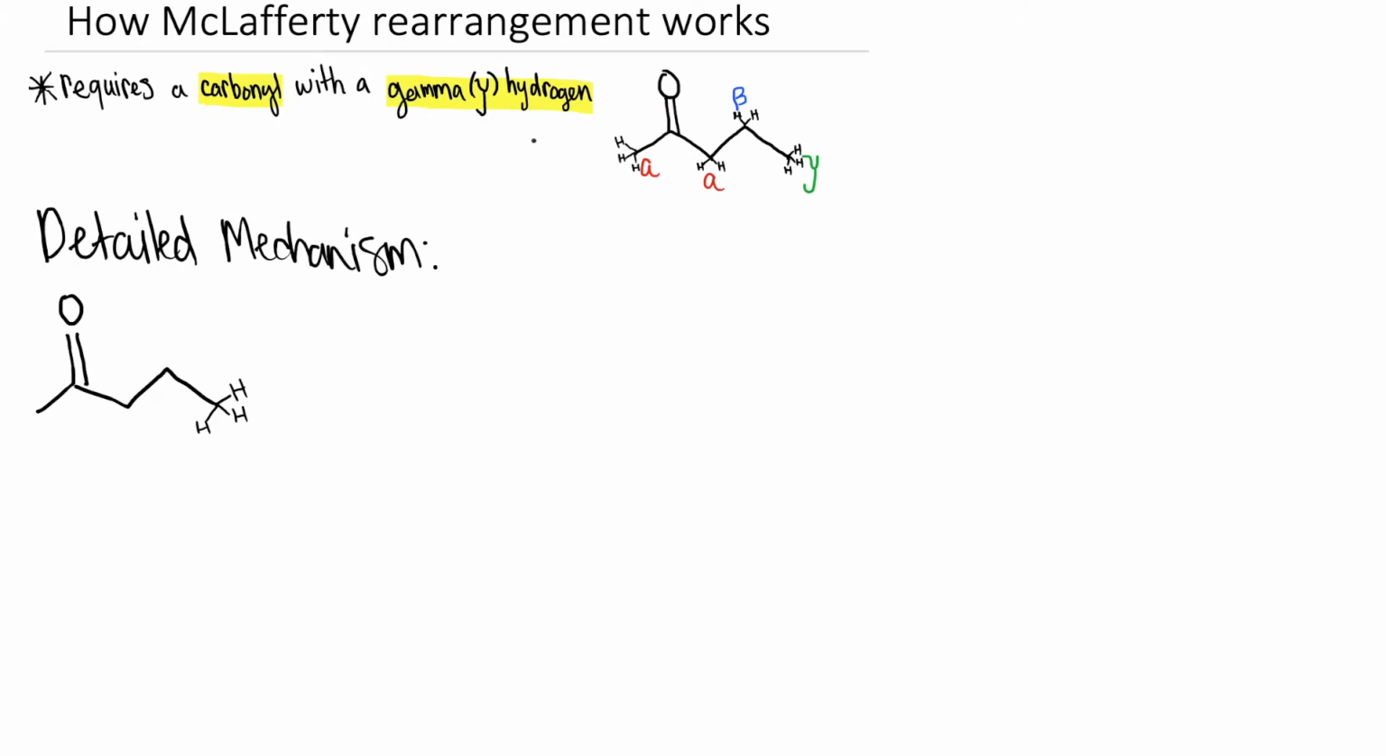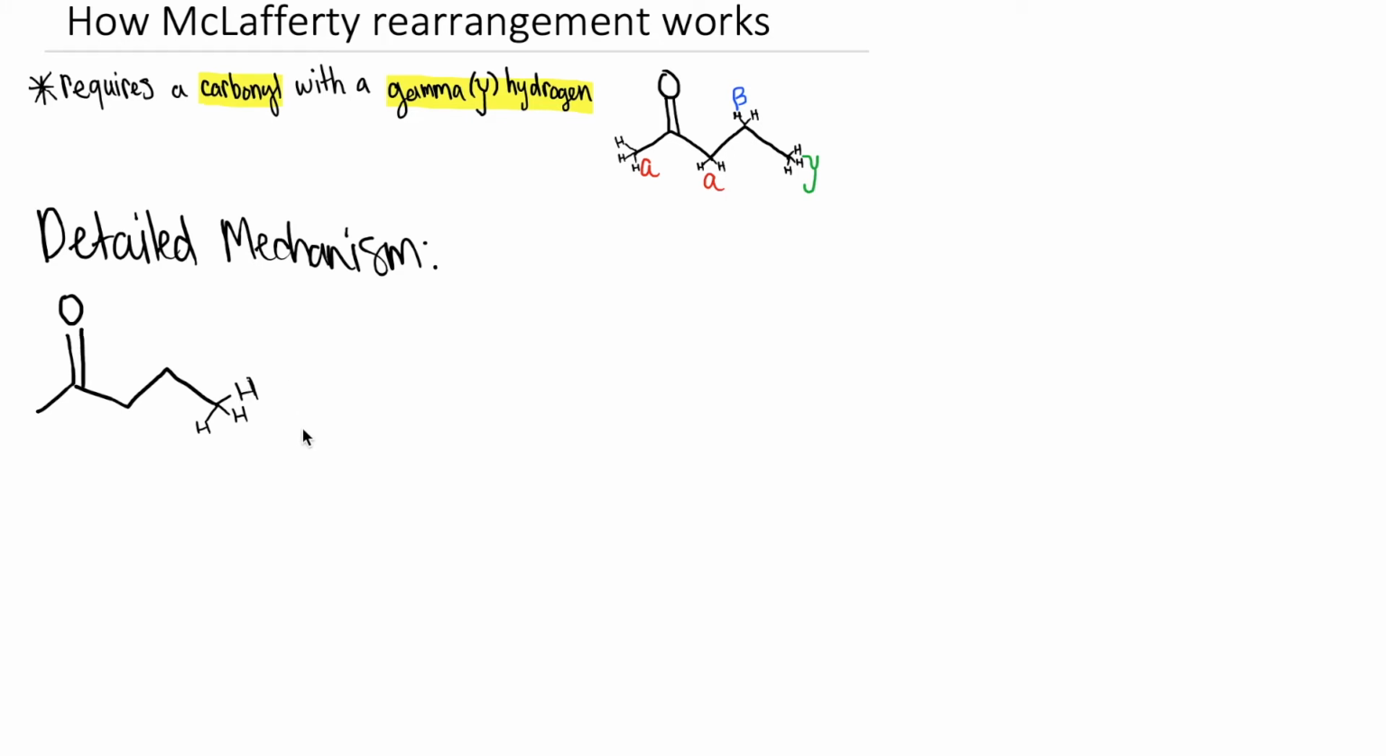So let's take a look at how McLafferty rearrangement works. The most important thing is that McLafferty rearrangement requires a carbonyl with a gamma hydrogen. So we need a carbonyl, which we have here, and we need a gamma hydrogen, which is a hydrogen that's 3 carbons away from our carbonyl carbon. So we look: 1 carbon away is alpha, 2 is beta, 3 is gamma. So this compound could undergo McLafferty rearrangement.